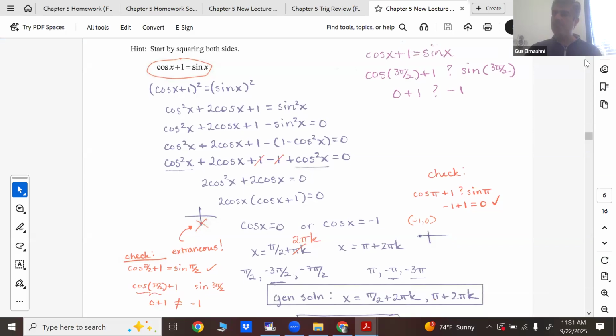Like the answer that's negative, or the answer that produces negatives? Sorry, say again. The third negative, like the solution itself is negative? Yeah, the solution itself is negative, yes.